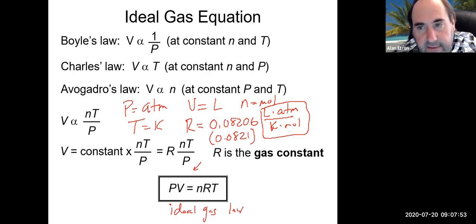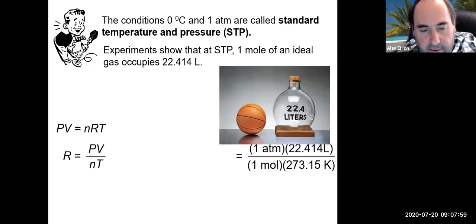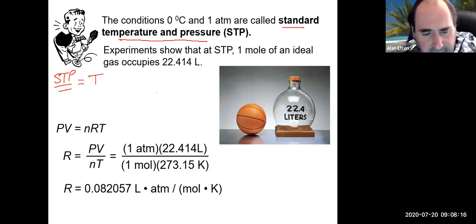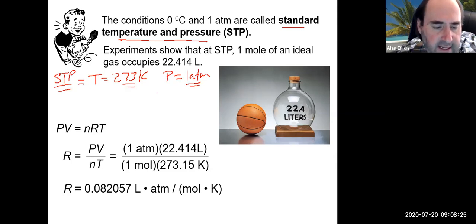A couple of other important relationships to go with the ideal gas law. One is something known as STP. When somebody says STP, it means standard temperature and pressure. It actually does have values. If the problem says it's at STP, that means the temperature is 273 Kelvin and the pressure is 1 atmosphere. So if a problem says you're doing this at STP, they are actually giving you values for temperature and pressure, and those are the values.